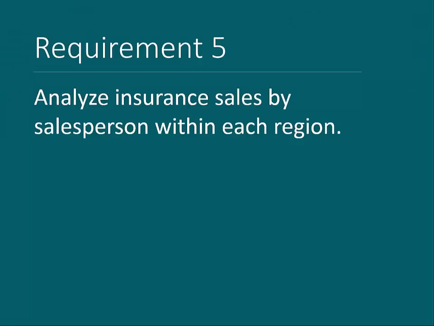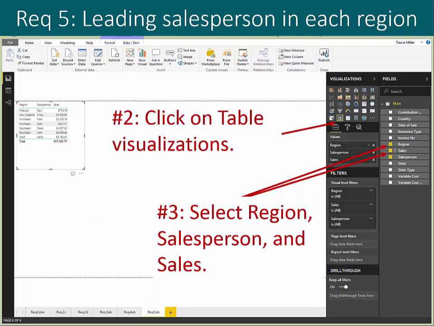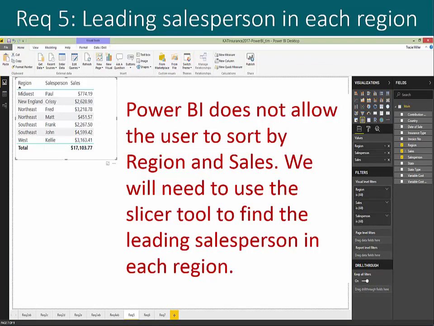The next requirement, requirement 5, has us analyze insurance sales by salesperson within each region. In report mode, insert a new sheet. Rename the new sheet requirement 5. Click on the table visualization. Select Region, Salesperson, and Sales. Click on the Region column to sort by region. Power BI does not allow the user at this time to sort by region and sales.